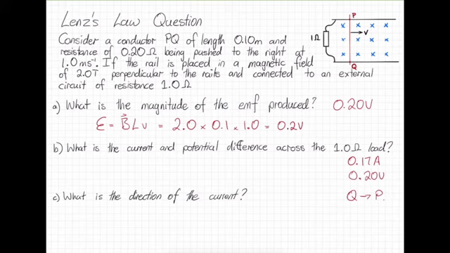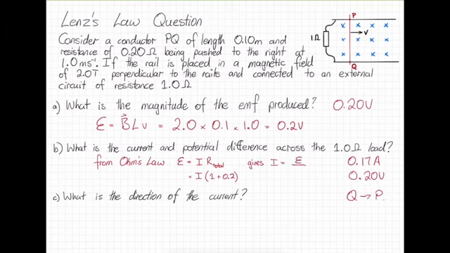What is the current and the potential difference across the 1 ohm load? So not the conductor itself, but the external load. So from Ohm's law, our EMF is going to be equal to our current multiplied by the total resistance of the circuit, which gives us... as all components are in series, then the EMF or voltage is going to be the same throughout the circuit.